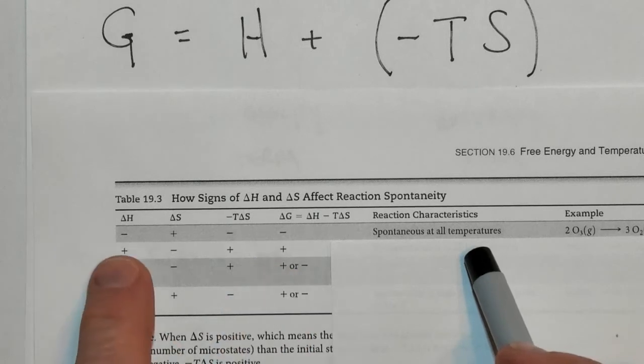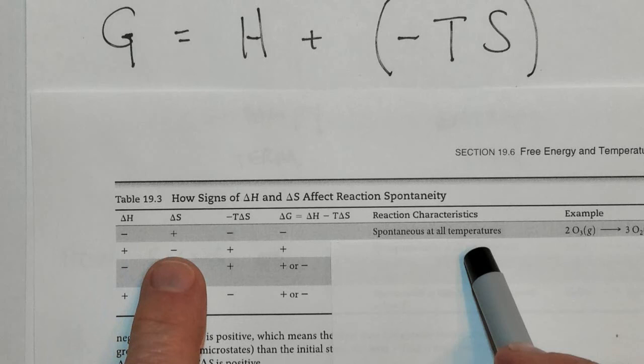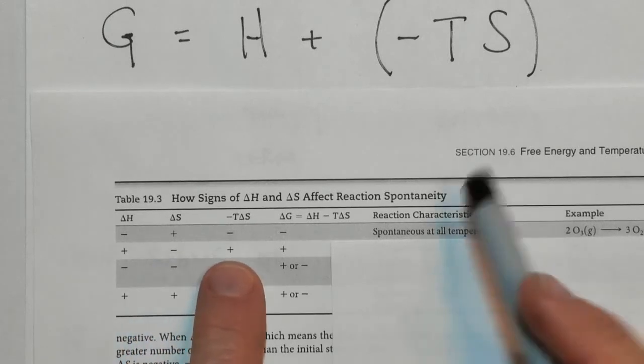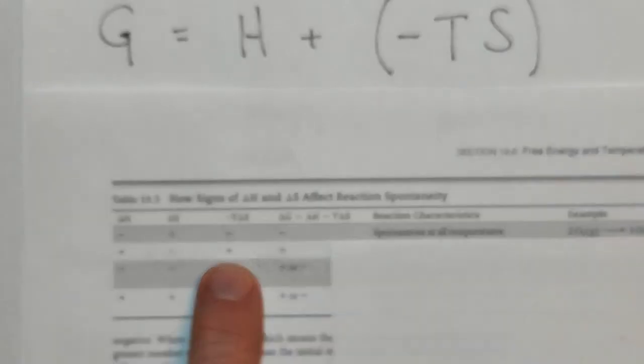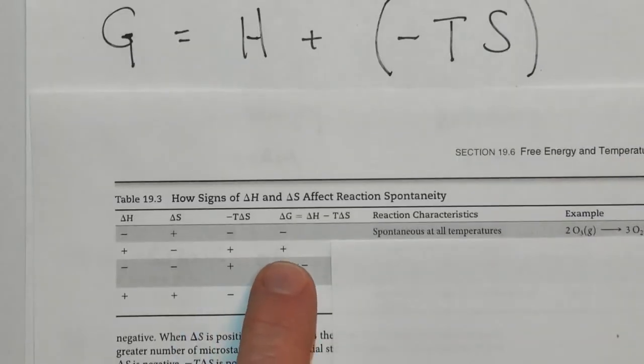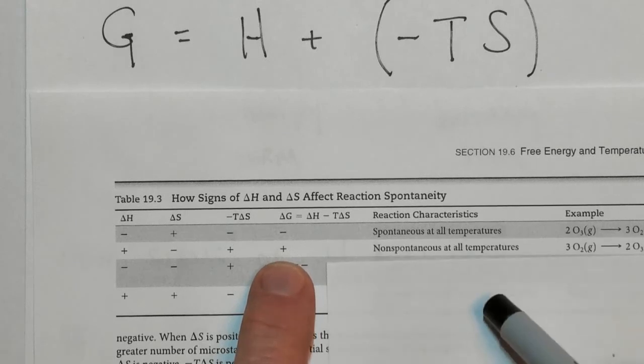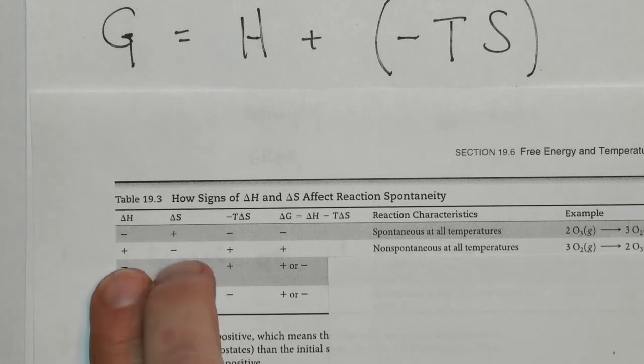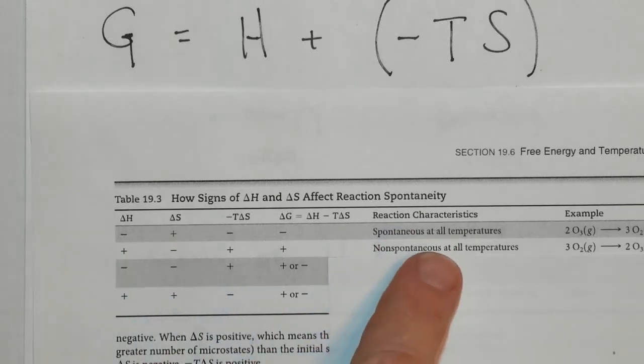How about when H is endothermic and S is also negative, meaning that it is becoming more organized? That means the negative TS term, this parenthesized item, is positive, therefore G will always be positive. And so you can see this is non-spontaneous at all temperatures. Doesn't matter what temperature you put it to, it's never going to be spontaneous. Notice the H and the S are opposite signs here for the times when it's always spontaneous or always non-spontaneous.